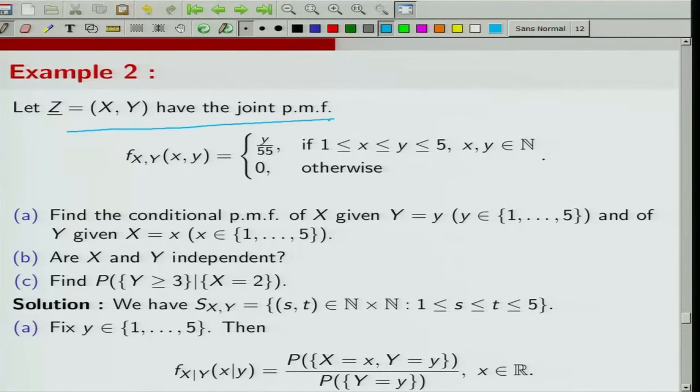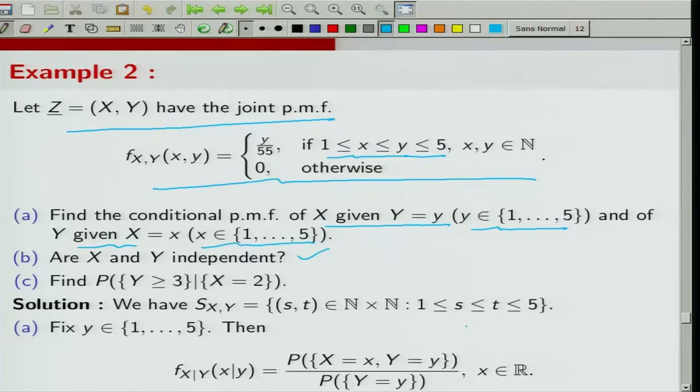Z is equal to (X,Y) has this PMF: y by 55 if 1 less than or equal to x less than or equal to y less than or equal to 5, 0 otherwise. Find the conditional PMF of X given Y equal to y, where y is fixed at 1 to 5, and Y given X equal to x, where x is fixed at 1 to 5. Are X and Y independent? Find probability Y greater than or equal to 3 given X equal to 2.